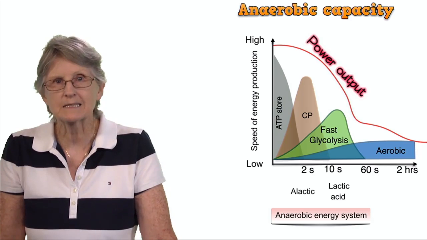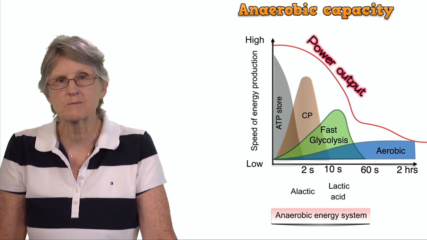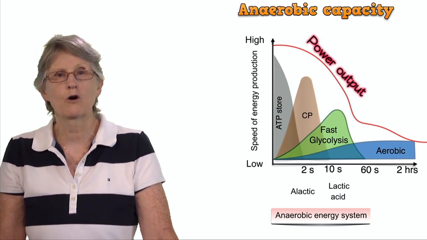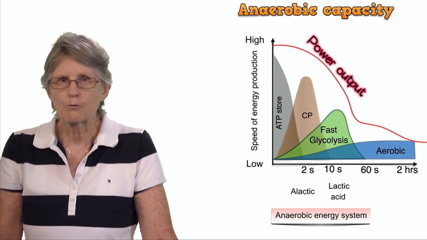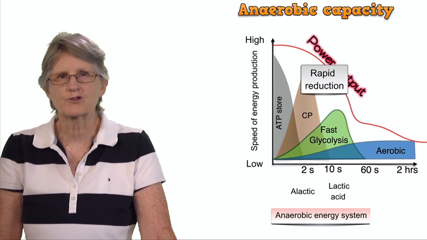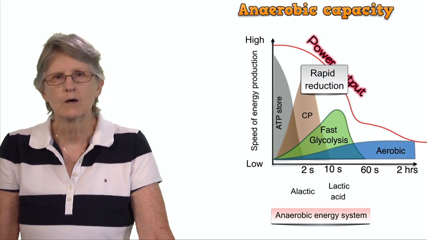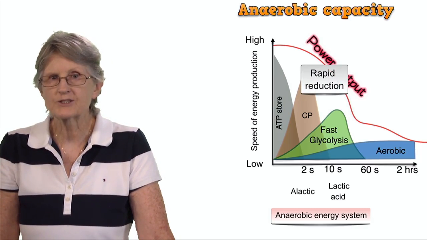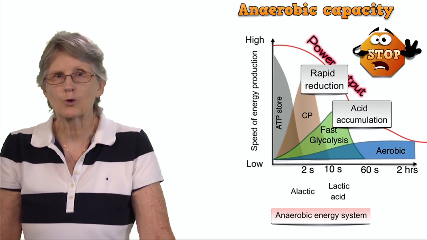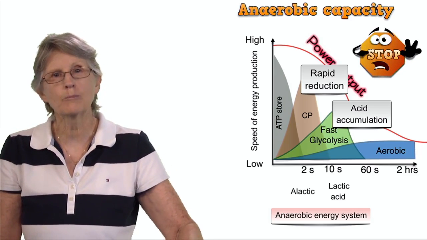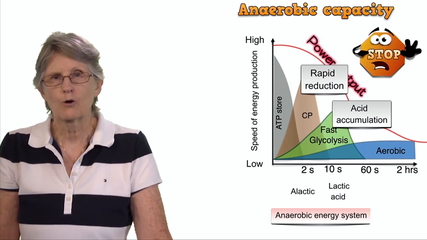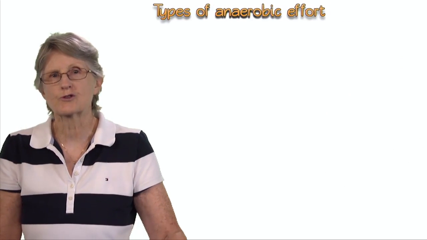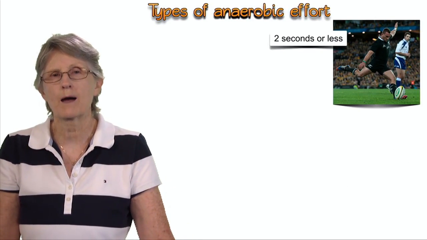The capacity of the anaerobic energy system, however, is rather low in terms of its ATP production. A rapid reduction of the stored creatine or an accumulation of the acid causes the athlete to either stop or reduce the work output. Anaerobic energy is used to produce 3 types of high power output.